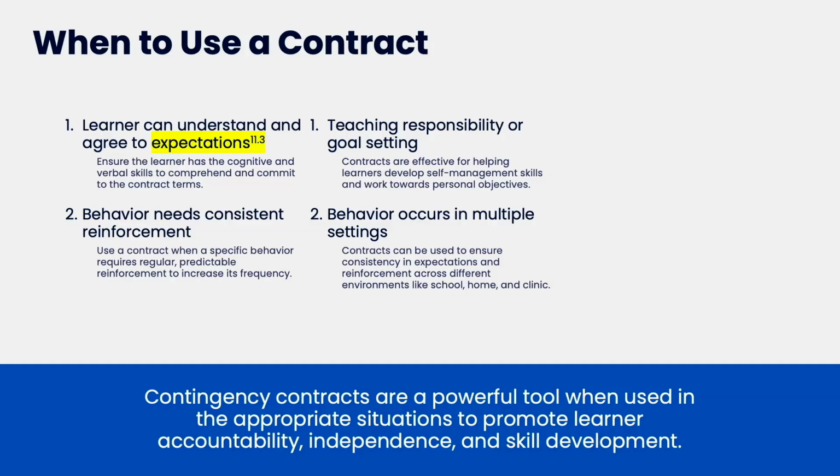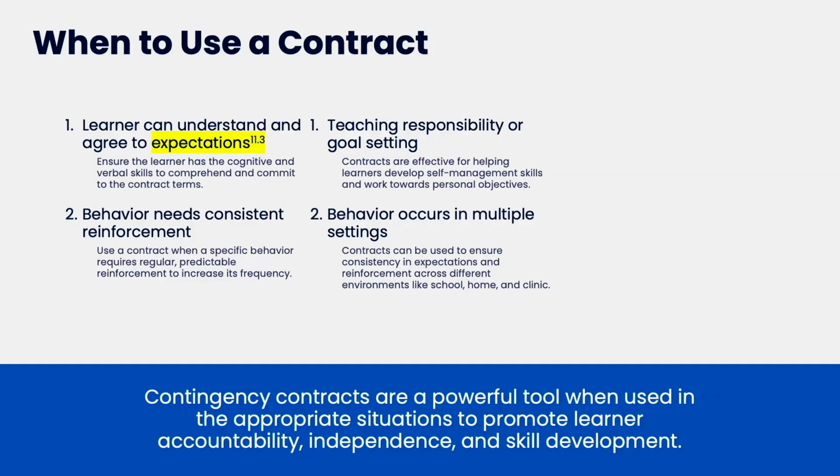The behavior needs consistent reinforcement. Whatever you're putting in that contract, you have to be able to deliver in some way. If you can't deliver it, don't put it in a contract. You're going to be held to the contract in the same way the learner is. It would be unethical to write up a contract that you can't fulfill with your learner.